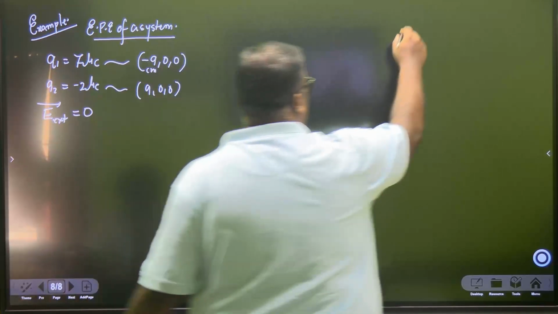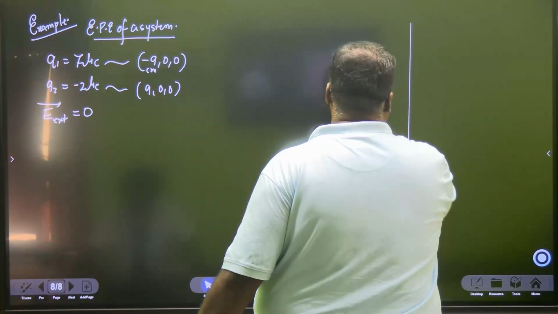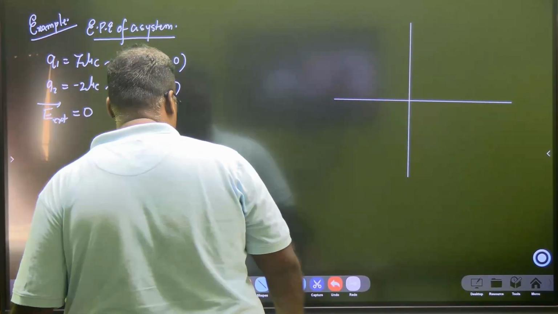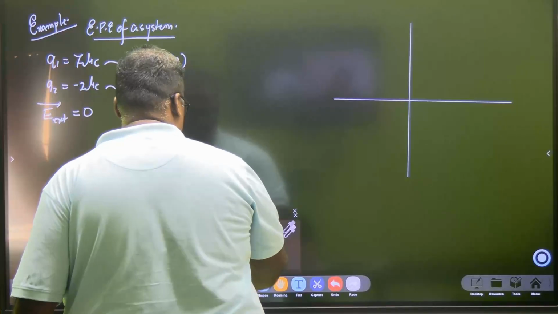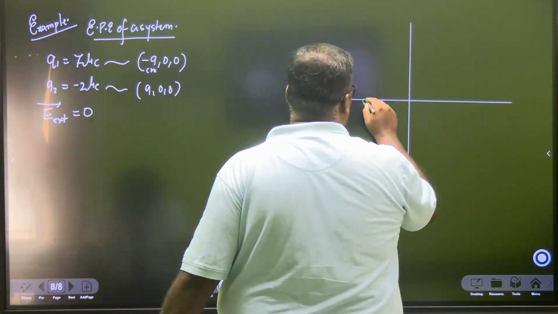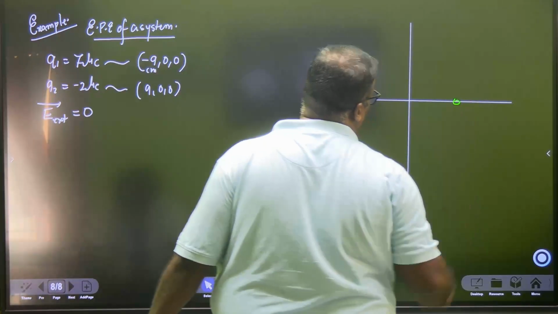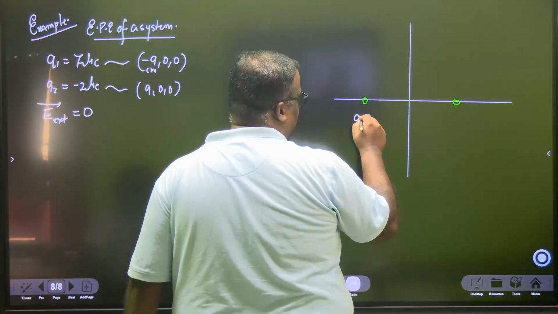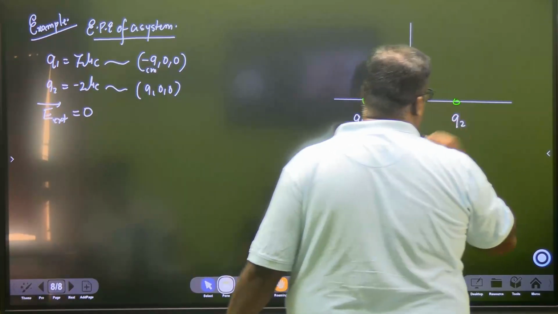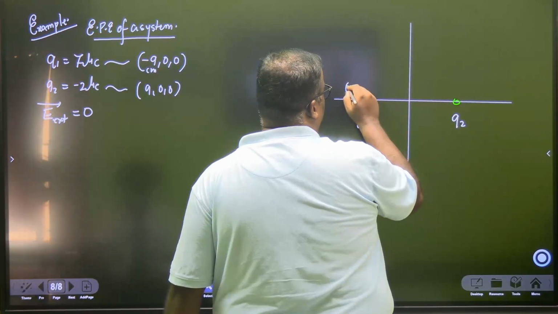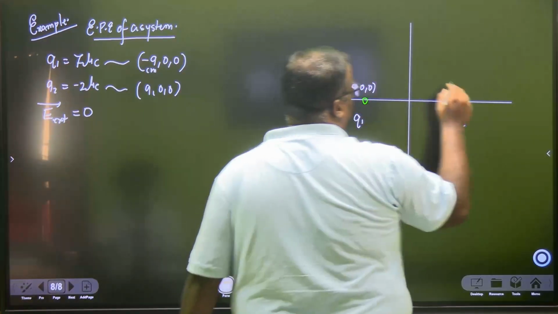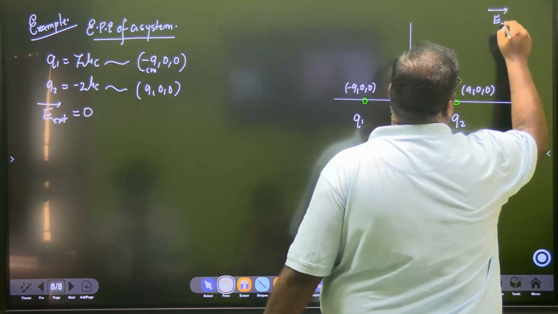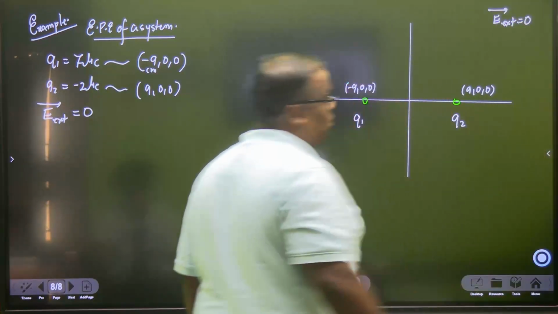Then everything will become easy. It's a 3D space, so we are not bothered about the z coordinate. We have two charges, one at plus 9 on the x-axis and one at minus 9. Clear, bacha? This is Q1, this is Q2. We're going to create this system, and this is (-9, 0, 0), this is (9, 0, 0). E external is absolutely equal to 0. You have to create this system.